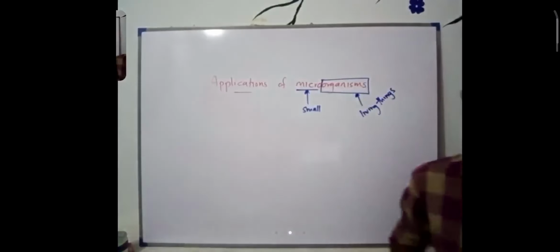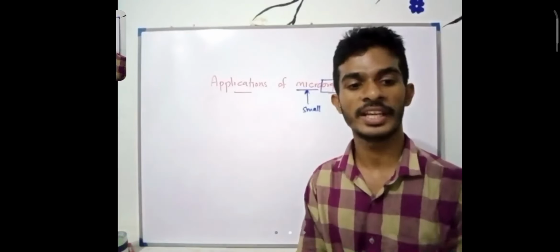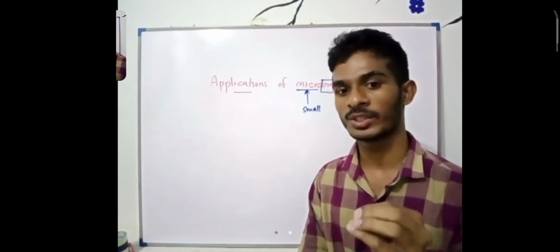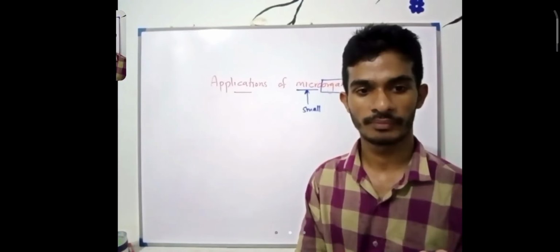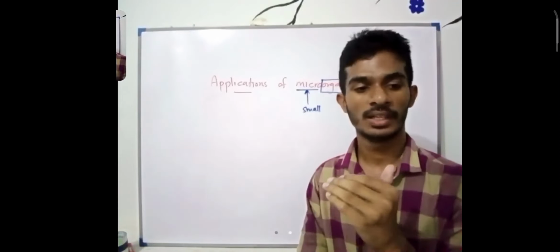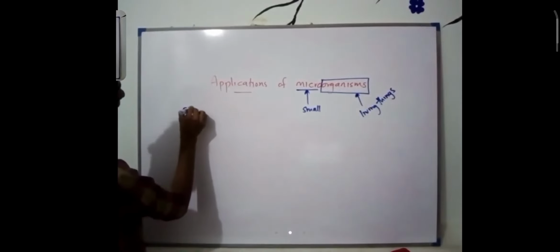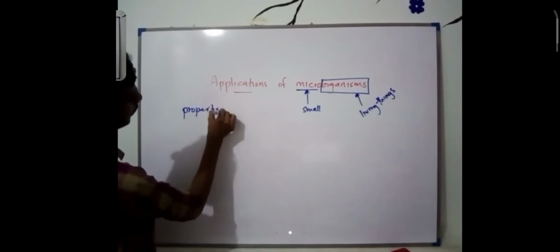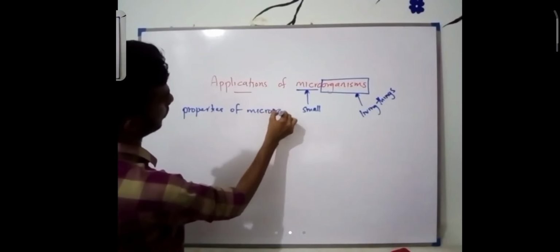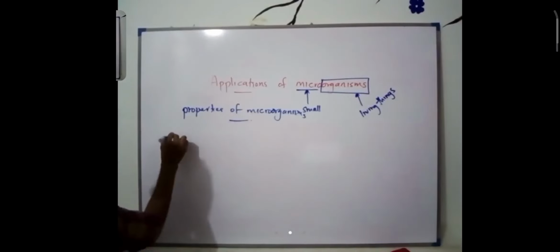So now tell me, can you list the properties of microorganisms that have been mentioned in your textbook? Because the examiner is going to take questions from your textbook. Right, now tell me, can you list out the properties of microorganisms? You can just put a heading, properties of microorganisms. Like that, right?